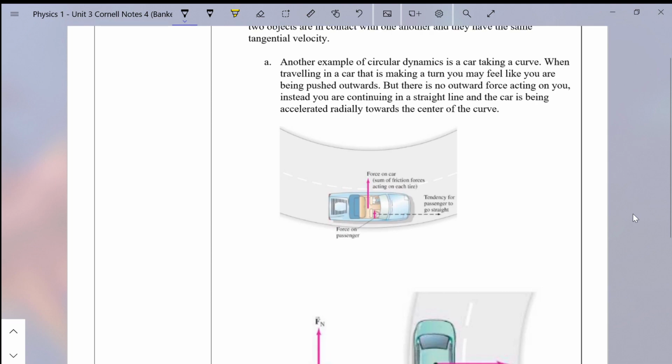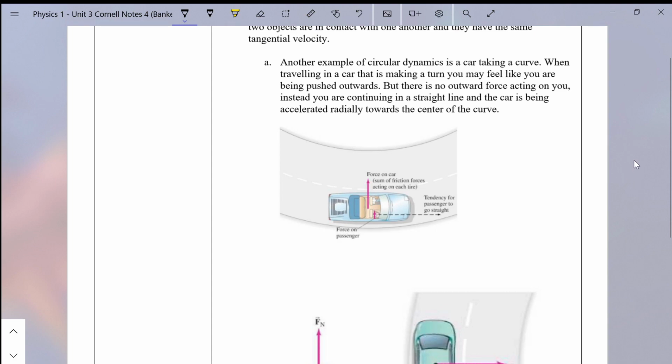When you're in this car and it's making this turn, you feel like you're being pushed outwards, even though we know that's not true. It's actually the car that's being accelerated inwards, and we are trying to stay on a straight path, which pushes us towards the outside of the circular path. There is no outward force acting on you. You're just continuing on that straight line, and the car is being accelerated.